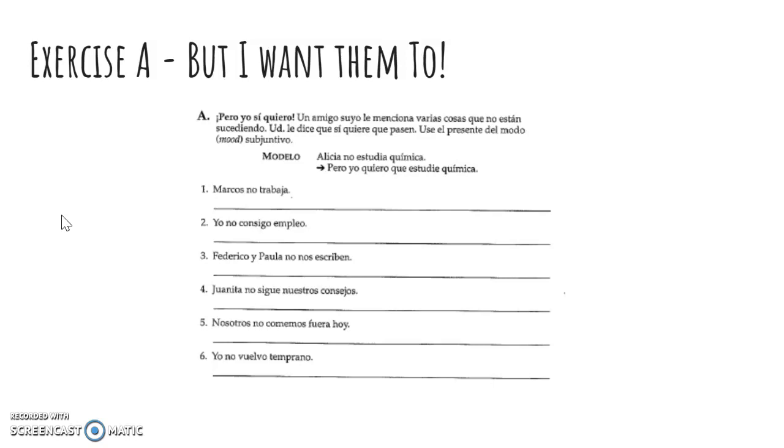So for example, number 1. So another example, number 1 says Marcos no trabaja. Marcos doesn't work. But you're going to say, but I want Marcos to work. I want him to work. So you would say this.